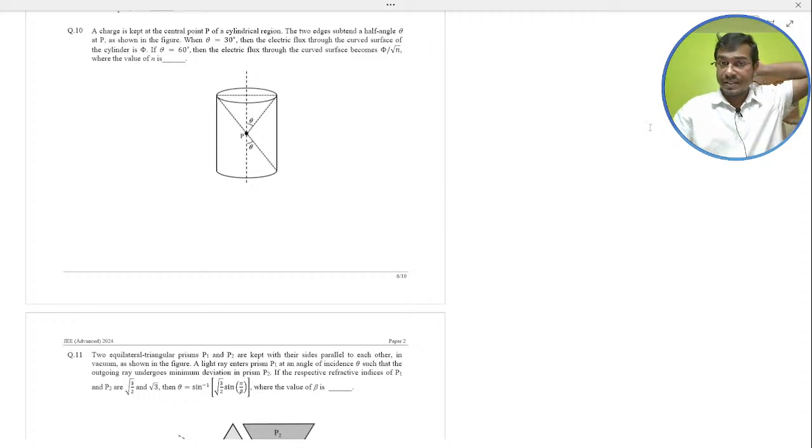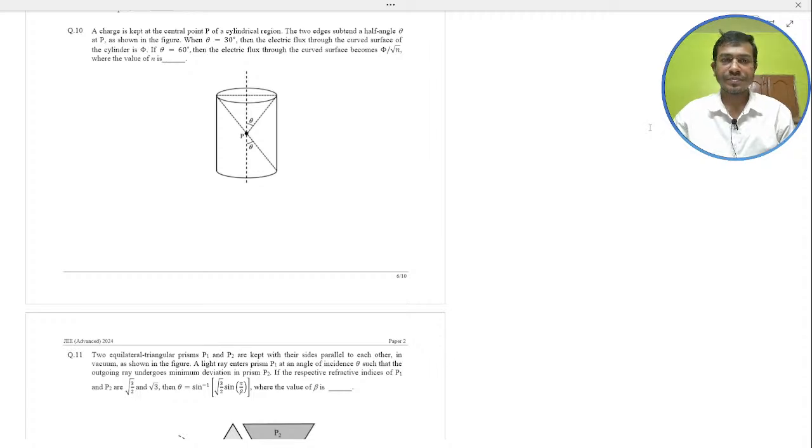The two edges subtend a half angle theta at P as shown in the figure. When theta is 30 degrees, the electric flux through the curved surface of the cylinder is phi. If theta is 60 degrees, then the electric flux through the curved surface becomes phi by square root of n. You have to find the value of n.